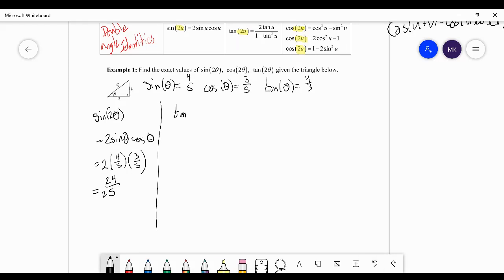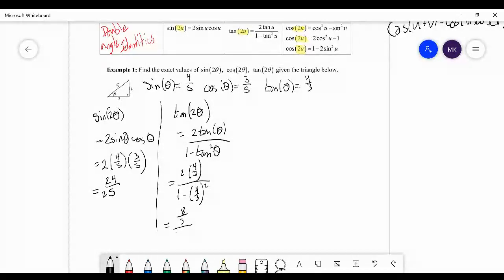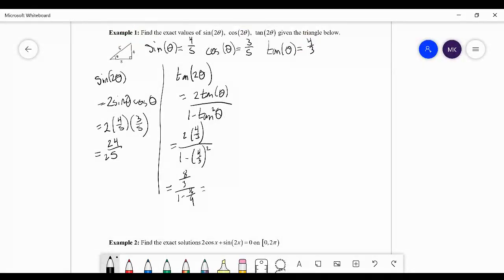And let's do tangent. Tangent of 2 theta, well, that's just 2 tangent of theta over 1 minus tangent squared theta. Since tangent theta is 4/3, it's just 2 times 4/3 over 1 minus 4/3 squared, 8/3 over 1 minus 16/9, and that simplifies to a lovely negative 24/7.